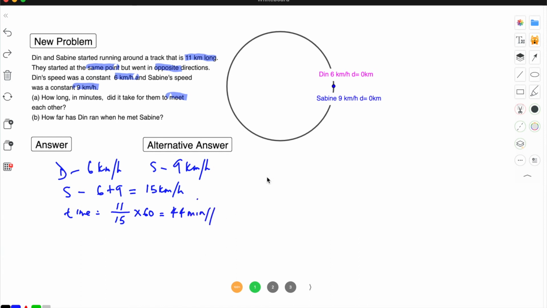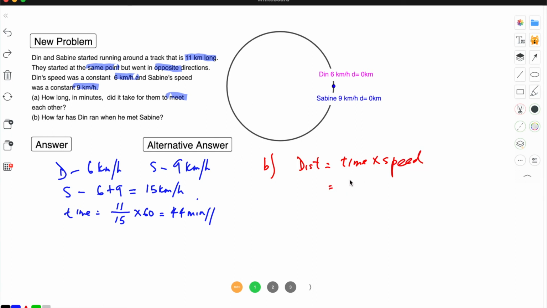So now let's answer part B. Part B will be quite simple. How far has Dean ran when he met Sabine? The time is 44 minutes, which is common for both. And then Dean's speed is 6 kilometer per hour. To find the distance, we just have to take the time multiplied by the speed.